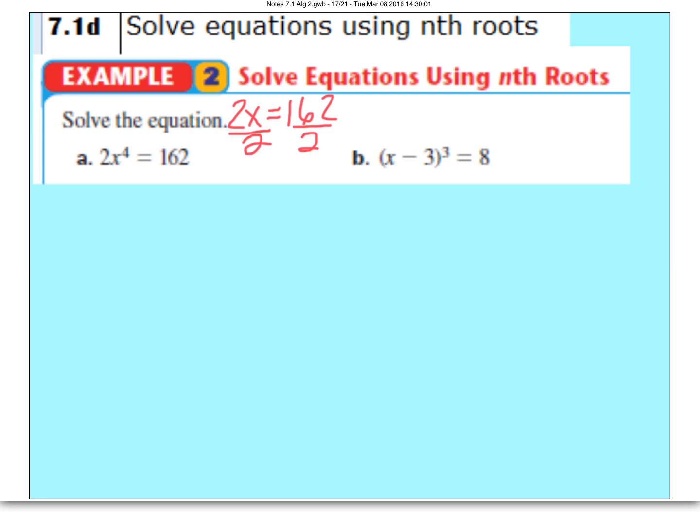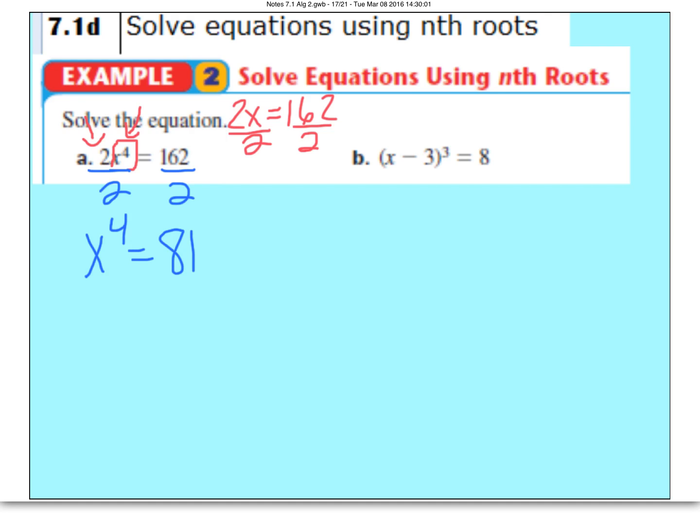We're going to get the x by itself. In order to get the x by itself, we have to move the 2, and we have to move the little 4. The order in which you do that does make a difference. This x and the 4 are connected, so we're going to keep that one till last. So the first thing I'm going to do is divide by 2. Then we're going to be left with x to the fourth equals 81.